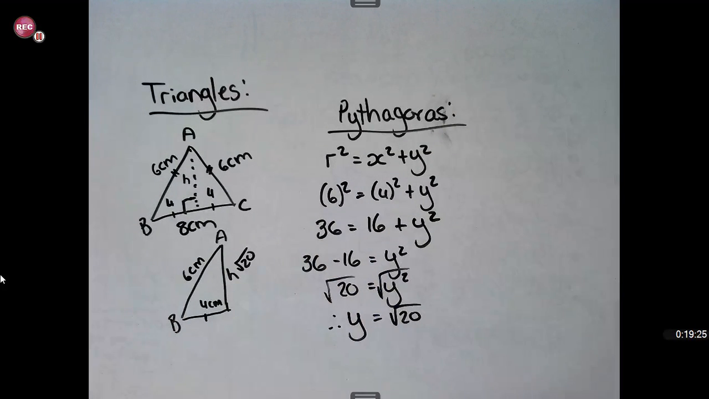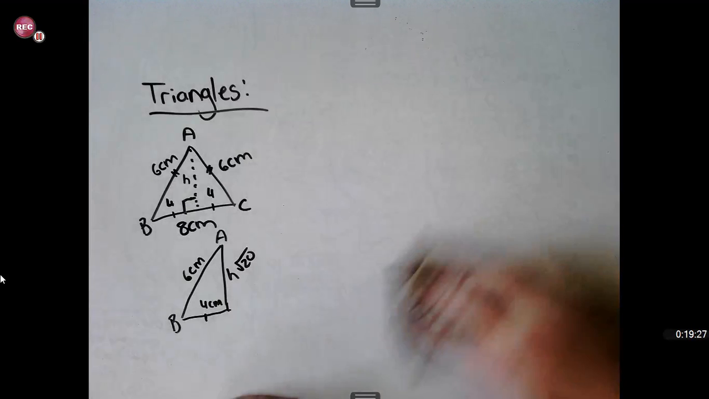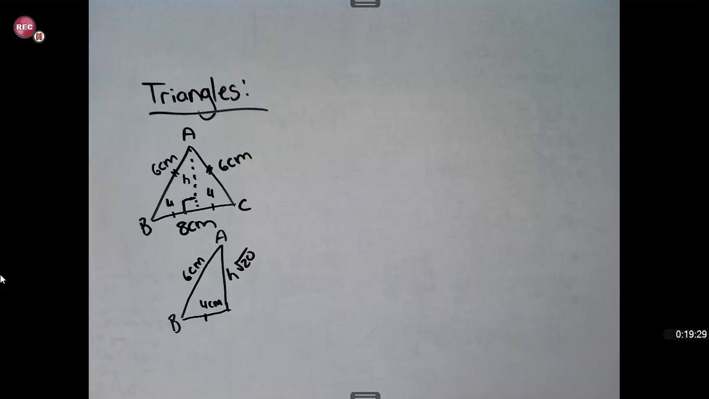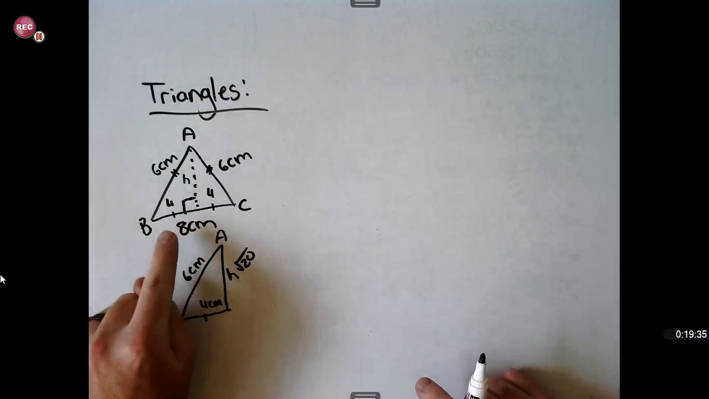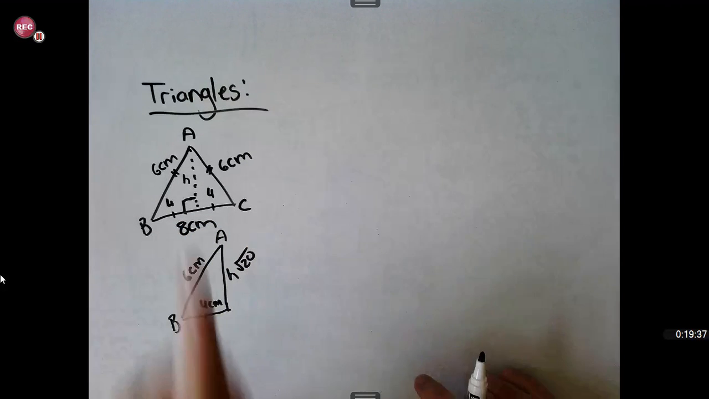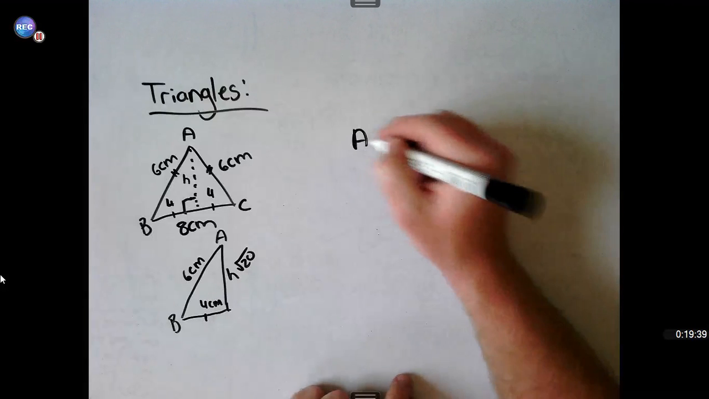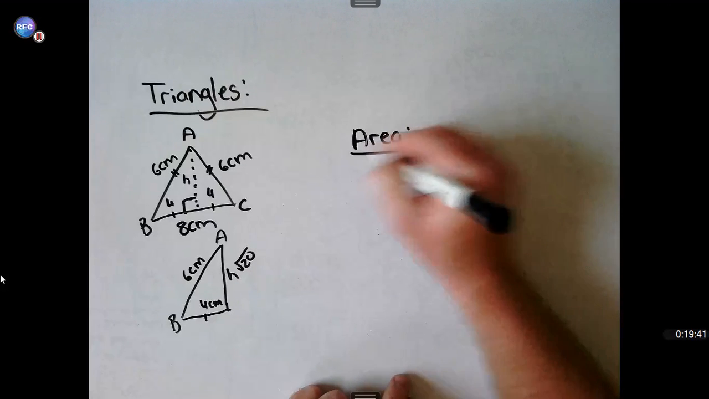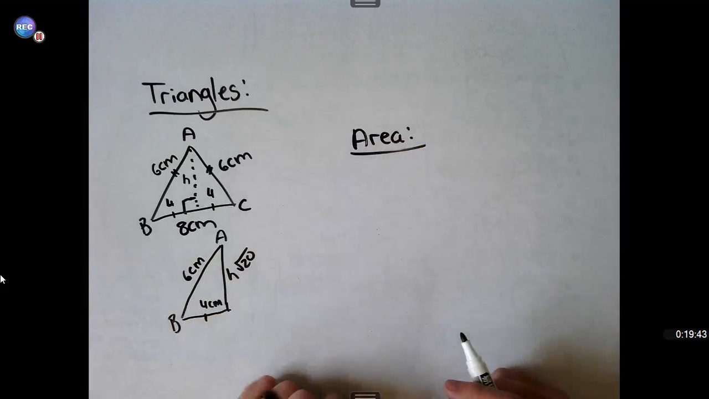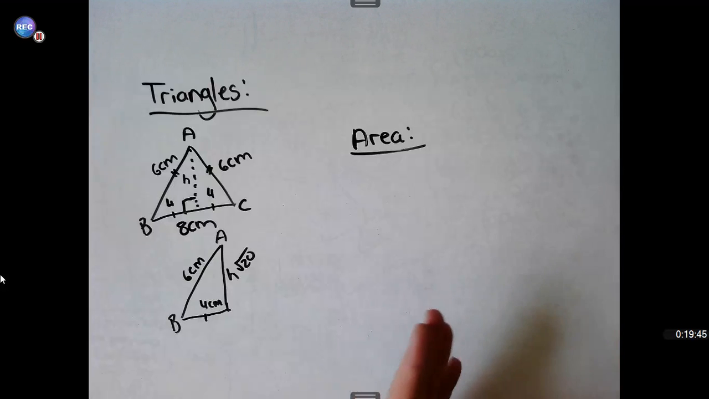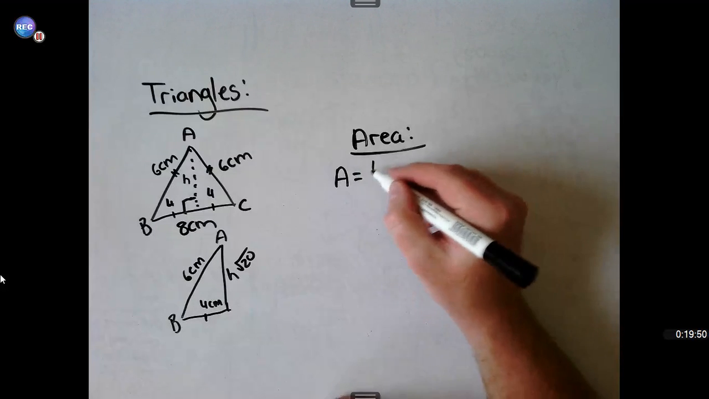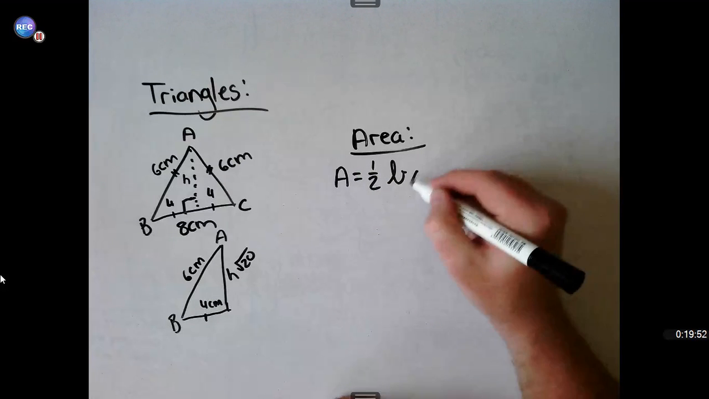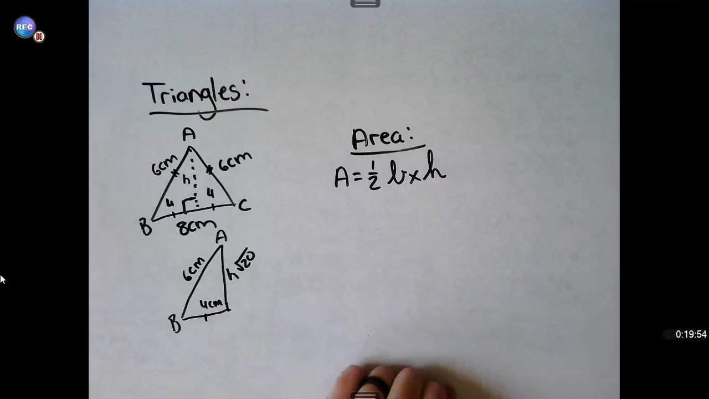Now, remember with Pythagoras, we only used 1/2 of the triangle to calculate, okay? But when you calculate the area of the triangle, you need to use the entire base because it's half the base times the height. So the area formula is A equals half the base times the height of the triangle.